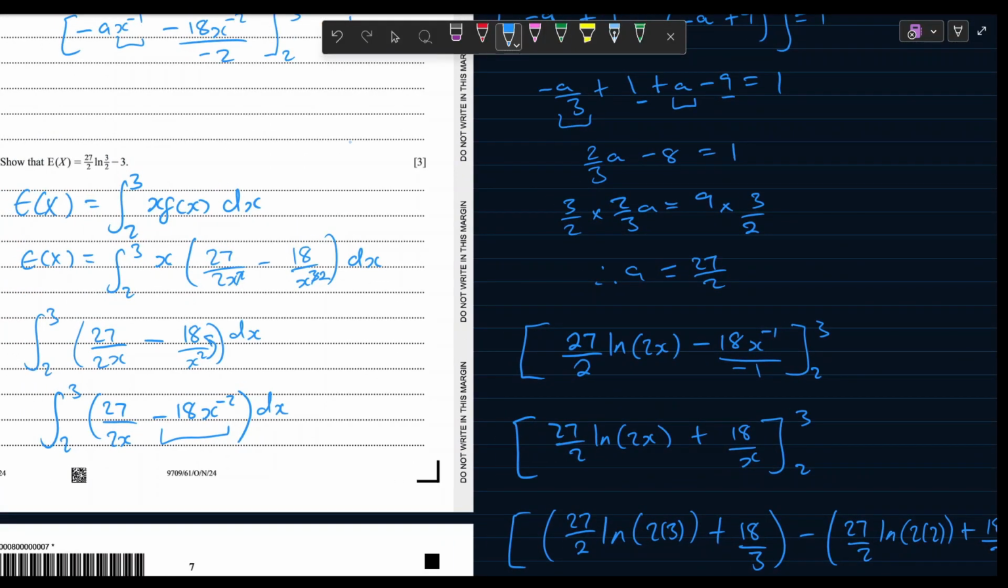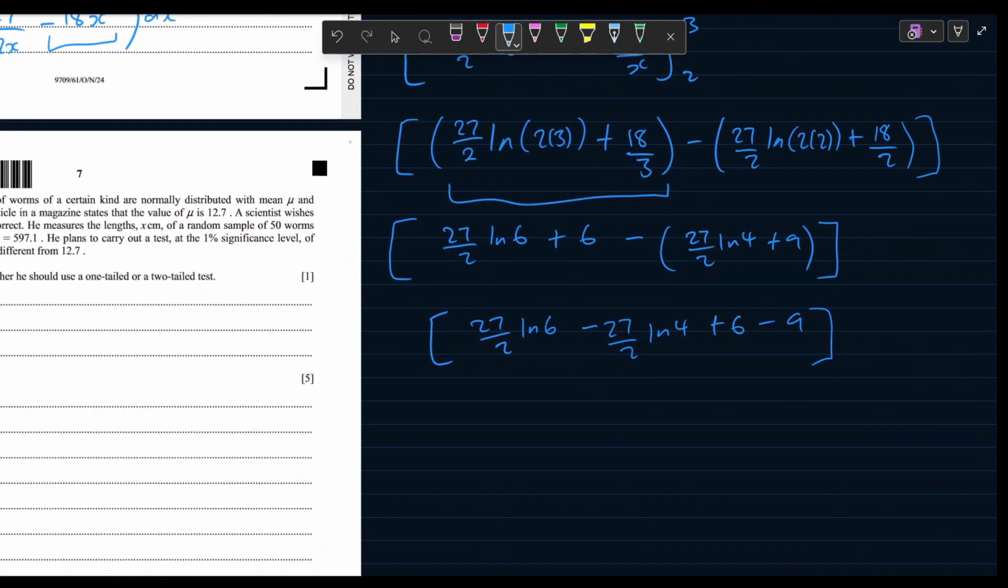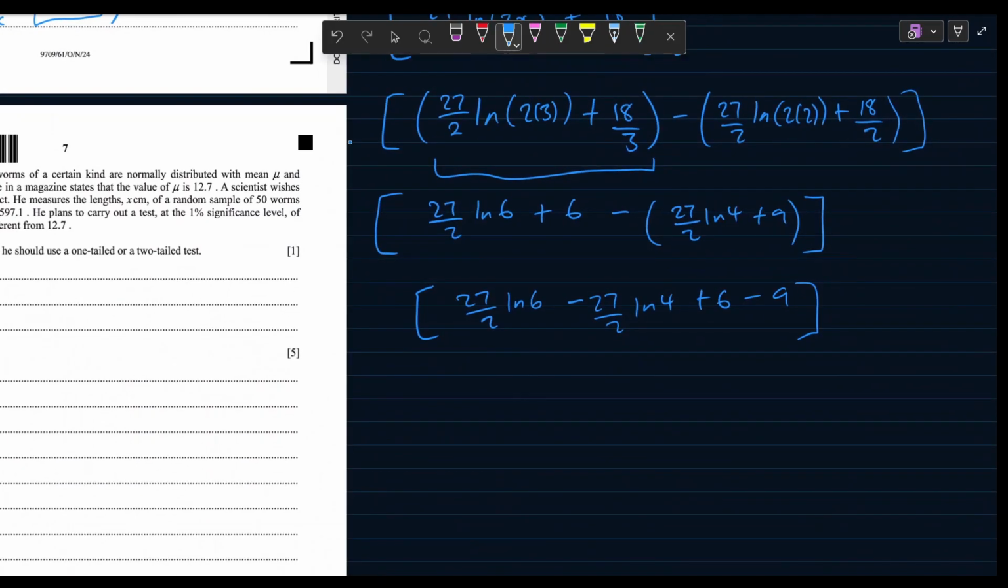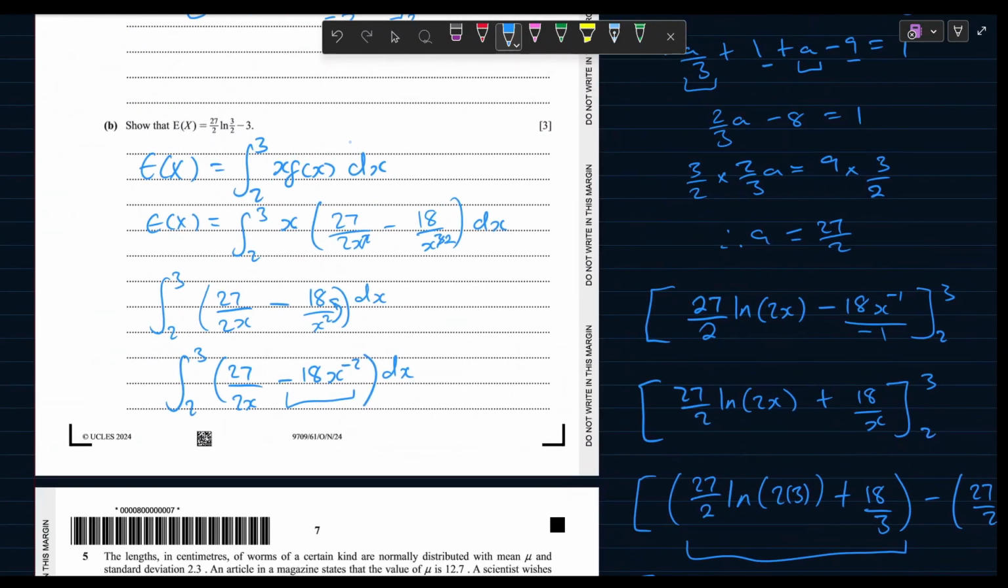27 over 2 ln 3 over 2. Okay, it's on the cards. So this is 27 over 2 ln, since these two logarithms are subtracting, it becomes 6 over 4, and then we've got 6 minus 9, which is minus 3. So that's just 27 over 2 ln 3 over 2 minus 3. And I believe this is exactly what they wanted.